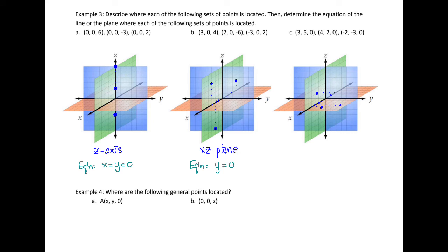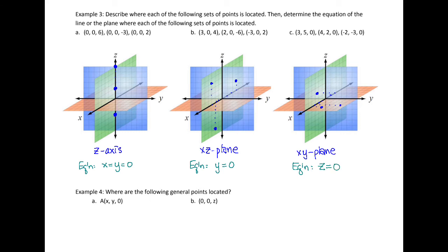So the orange plane is called the XY plane. And the equation of the XY plane, if you look at all the points here, they all share the z value to be 0, and x and y can be anything because they lie on the XY plane. Therefore, we say the equation is z equals 0.